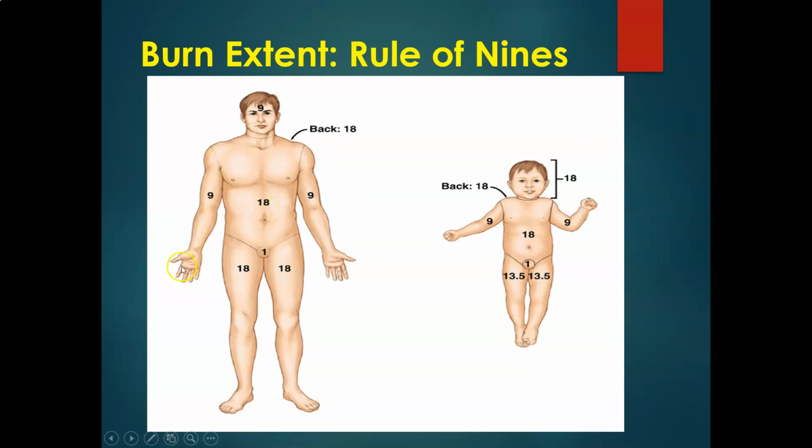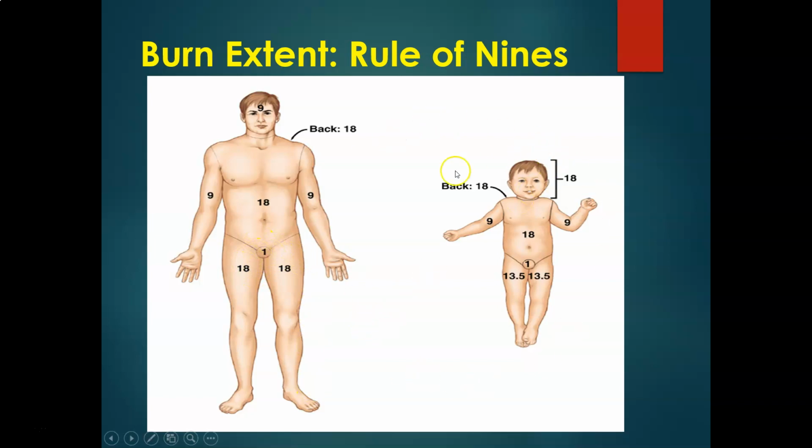And then your whole arm is actually 9. This is 9. All of this one is 9. Okay, 9 is actually the whole head. If you're talking about the face, this is going to be 4.5. And then next we have your right limb. This is the whole circumference of your leg. And this one also would follow the same percentage, 18, and then you have 1 for your perineum.